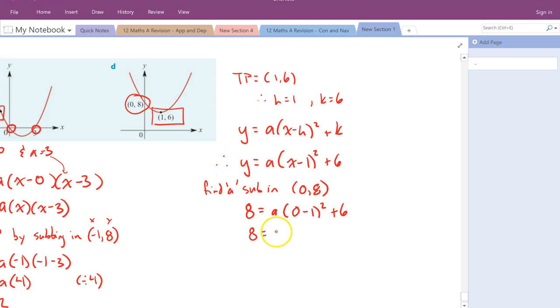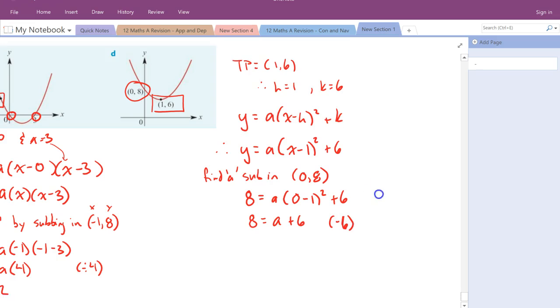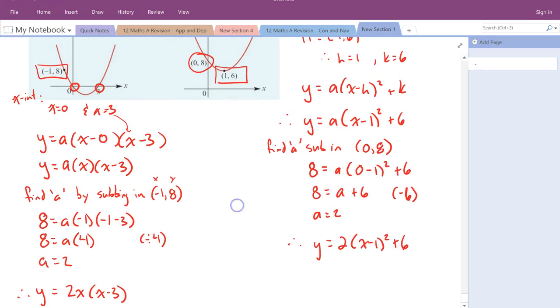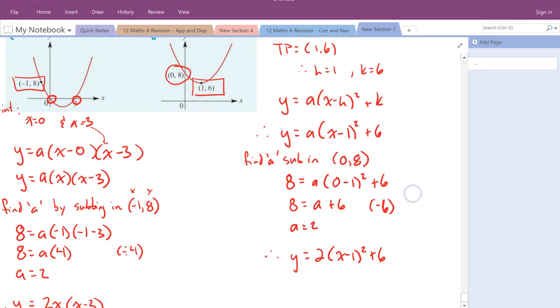I'm just going to simplify this. 0 minus 1 is negative 1. Negative 1 squared is 1, so a times 1 is a. Subtract 6 from both sides, so a equals 2. Therefore y equals 2 times (x minus 1) squared plus 6. So, guys, that's getting the equation of a quadratic from a graph.